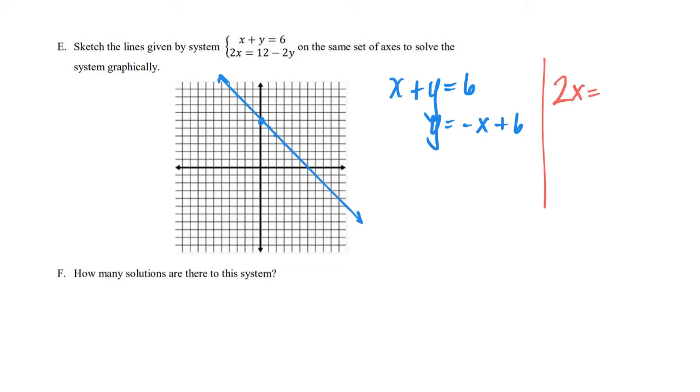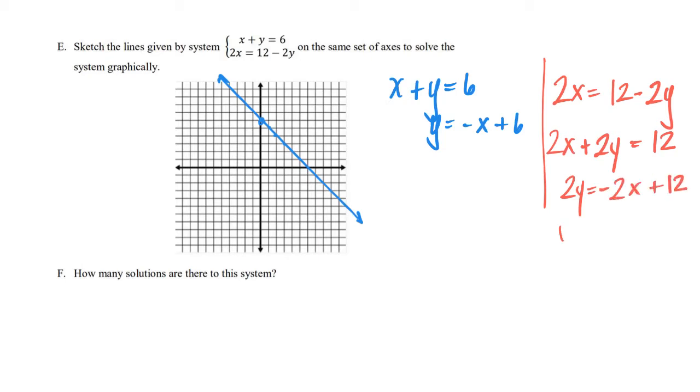2x equals 12 minus 2y. Now, I always like the y terms on the left, so I'm going to add that y term over, which would give me 2x plus 2y equals 12. So 2y is equal to negative 2x plus 12. If I divide all my terms by 2, that's going to give me my y's by itself, a negative x, dividing each one by 2, plus 6.